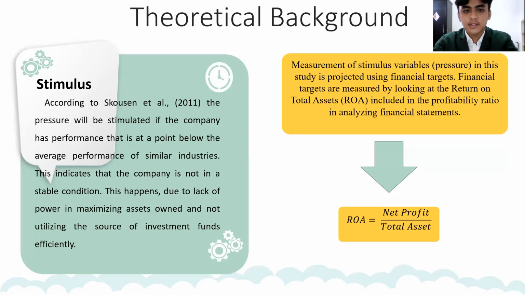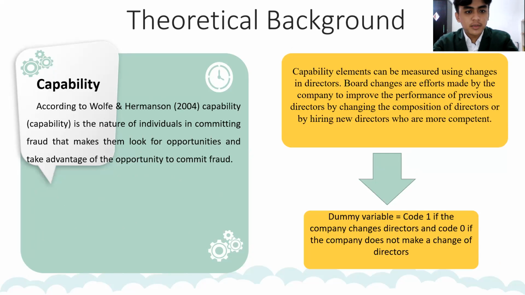This is my theoretical background about stimulus. Stimulus is pressure that will be stimulated if the company has performance that is below the average of the similar industry. To measure the stimulus variable, I'm using ROA, net profit divided by total assets. And capability, number 2, according to Wolfe and Hermanson, capability is the nature of an individual in committing fraud that makes them look for opportunities and take advantage of the opportunity to commit fraud.